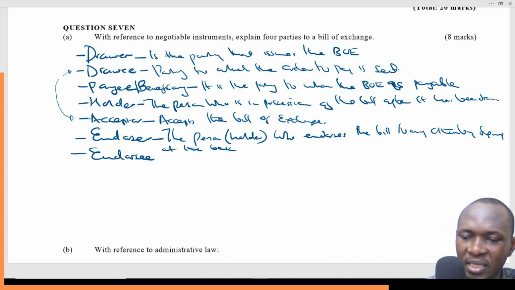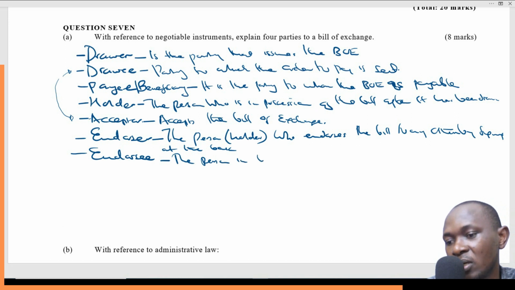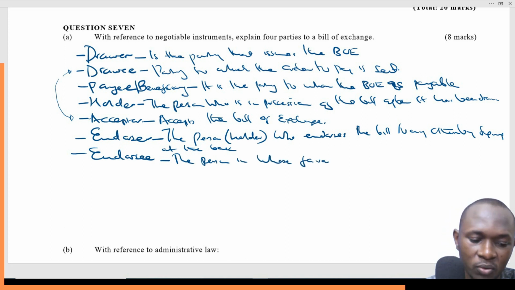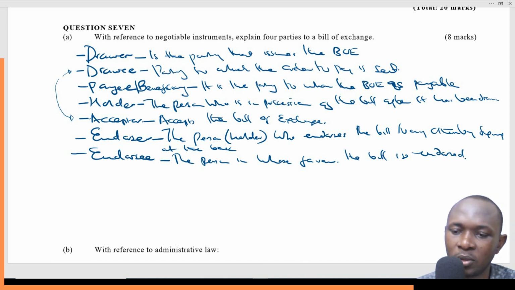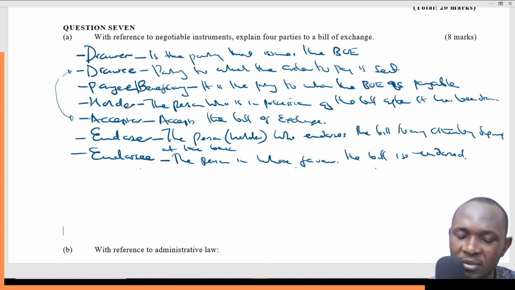That is the endorser. He signs at the back and basically passes it over to another person who will now be the endorsee. The endorsee will be the person in whose favor the bill is endorsed. So the endorsee is the person in whose favor the bill is endorsed. Endorser is this person who will now endorse the bill to another one, who in most cases will be the endorsee, and he will simply sign at the back of the bill of exchange or the check.